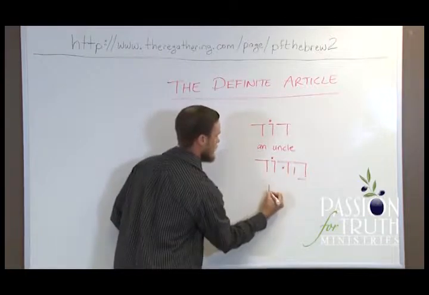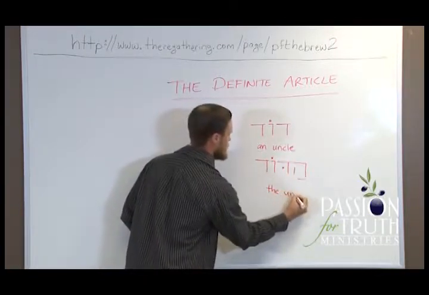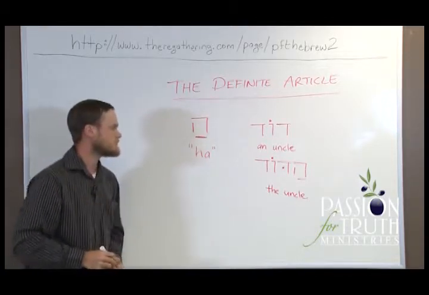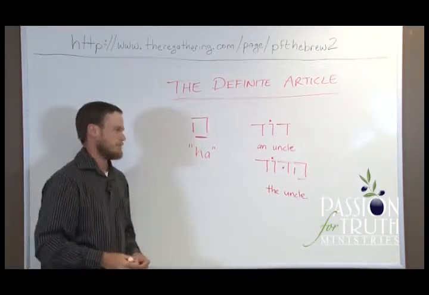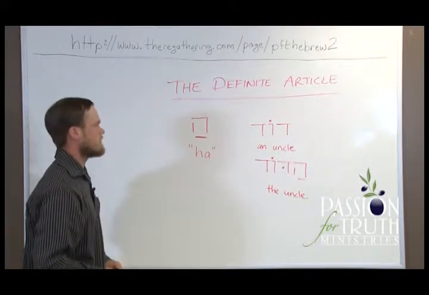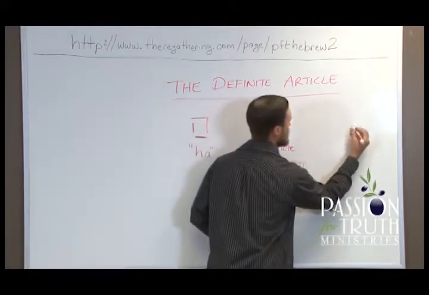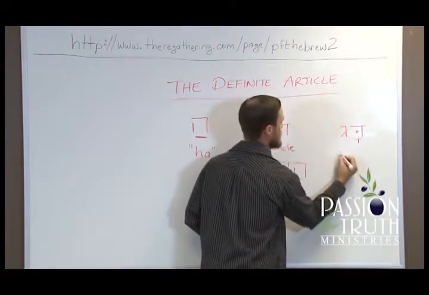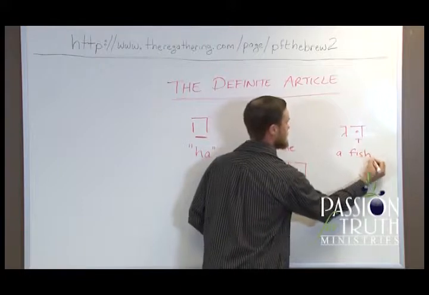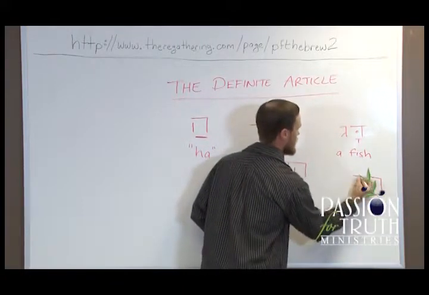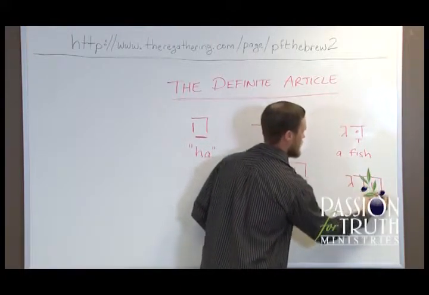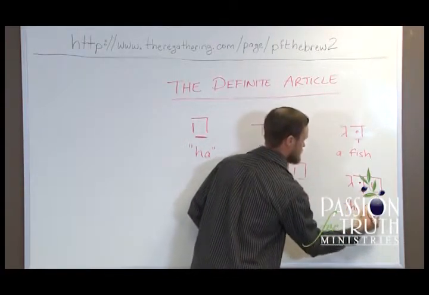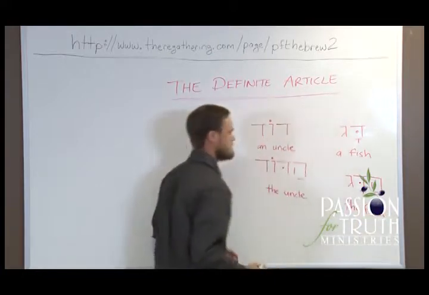Ha-dode, the uncle. Okay? Similarly, dag is a fish. Ha-dag is the fish. Okay?